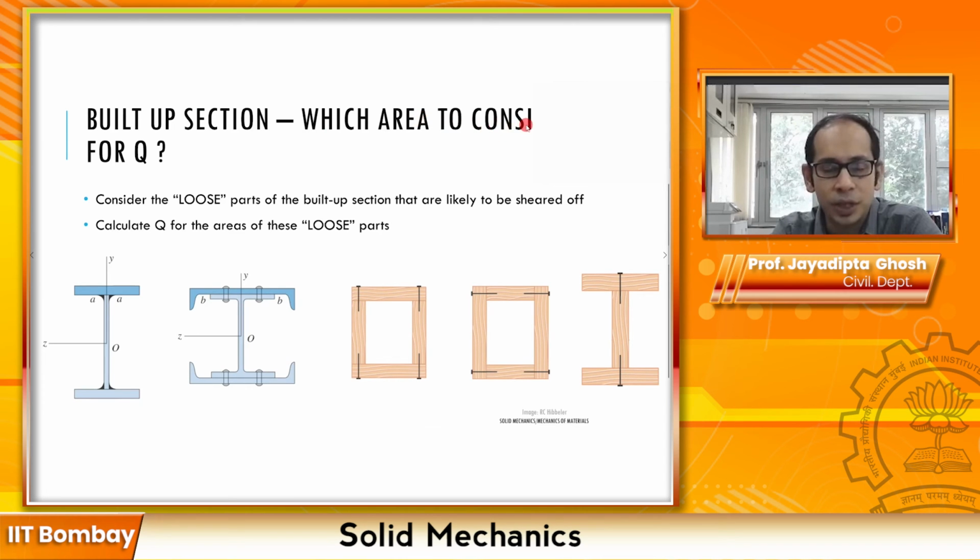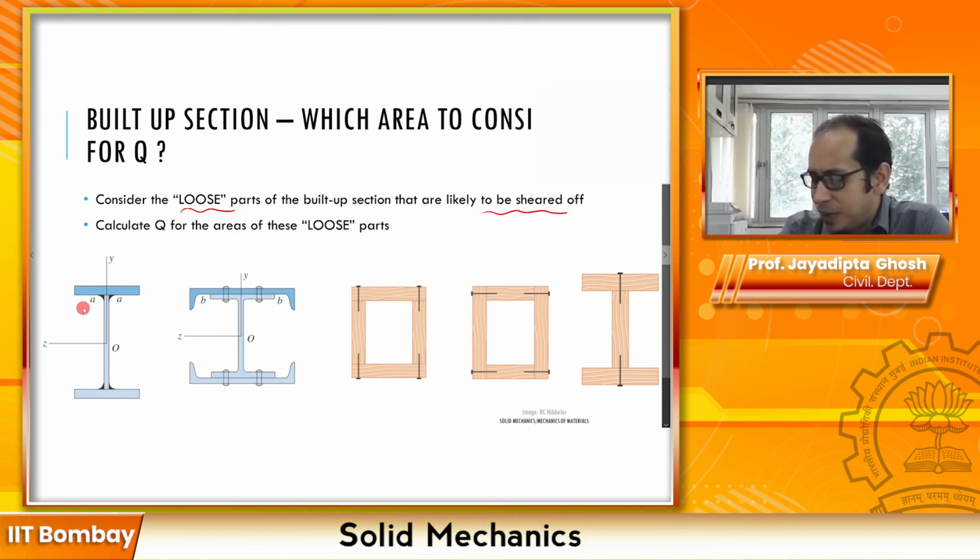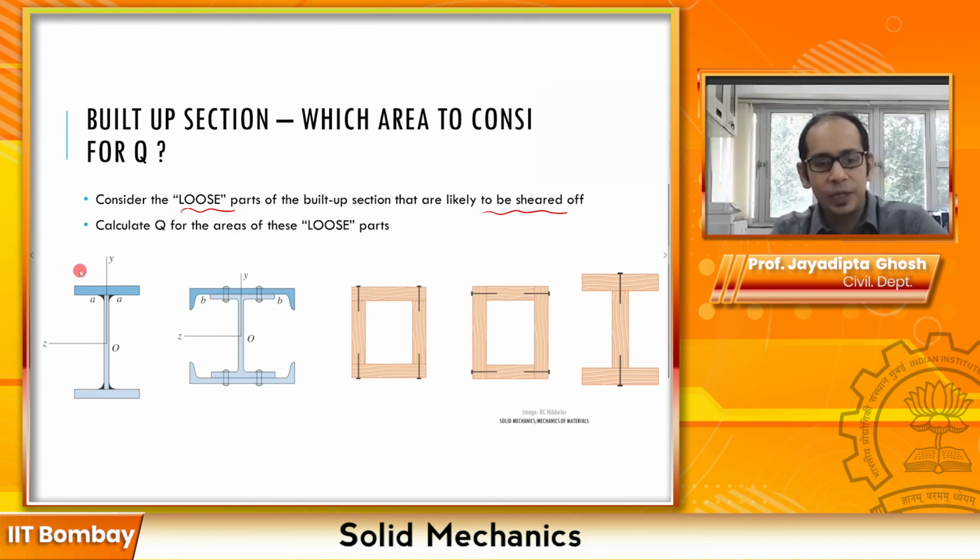So which area to consider for Q? The rule of thumb is that you find the loose part of the built up section which is likely to be sheared off. You calculate the Q for that loose part. The easiest way to do that is to take a section and hold it just below the neutral axis that is there.